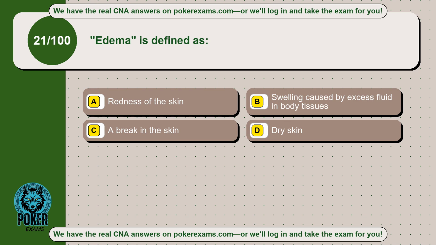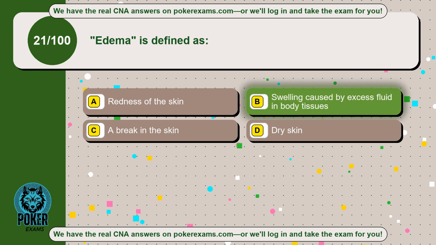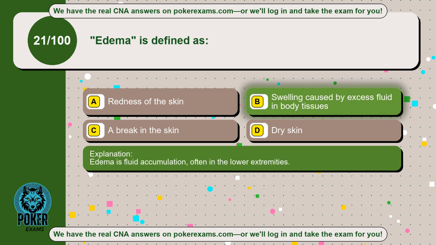Question 21. Edema is defined as: Option A, redness of the skin. Option B, swelling caused by excess fluid in body tissues. Option C, a break in the skin. Option D, dry skin. The correct answer is option B, swelling caused by excess fluid in body tissues. Edema is fluid accumulation, often in the lower extremities.